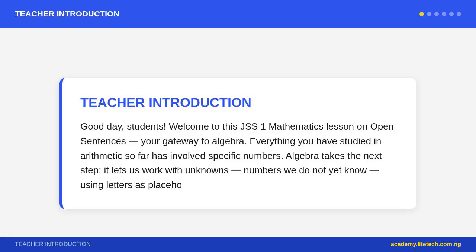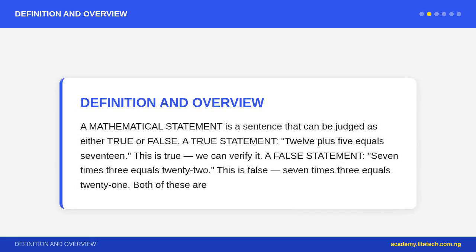An open sentence is different. It contains an unknown, a value we have not been told. Because of this, we cannot yet say whether it is true or false. Its truth depends on what value we substitute for the unknown. Examples of open sentences: n + 5 = 9. Is this true or false? It depends on what n is. If n = 4, it is true. If n equals anything else, it is false.